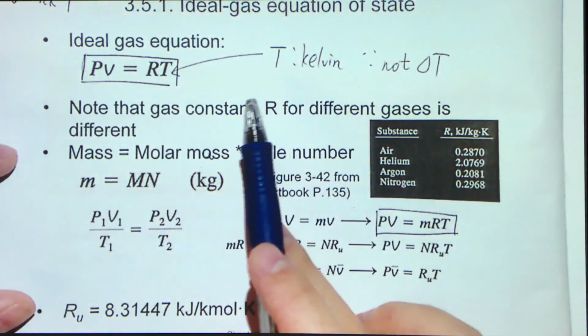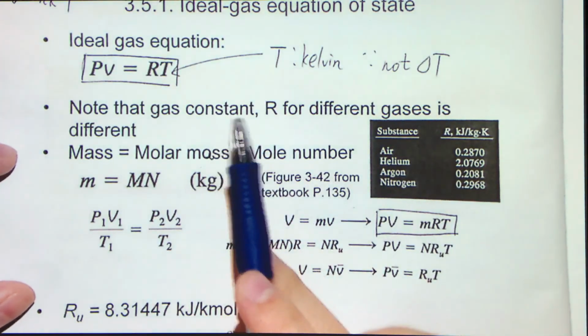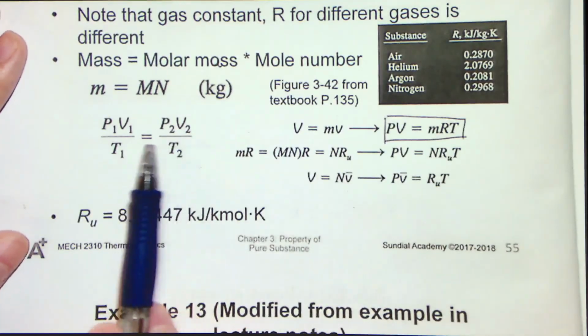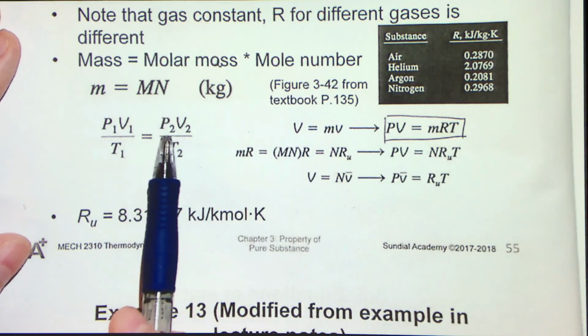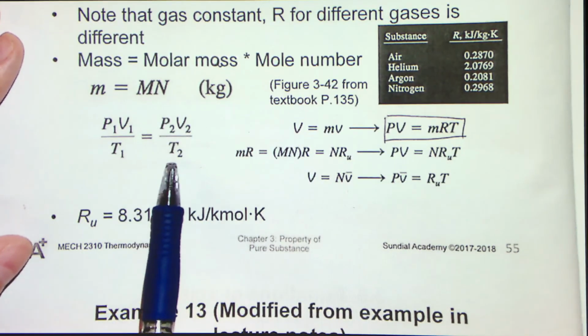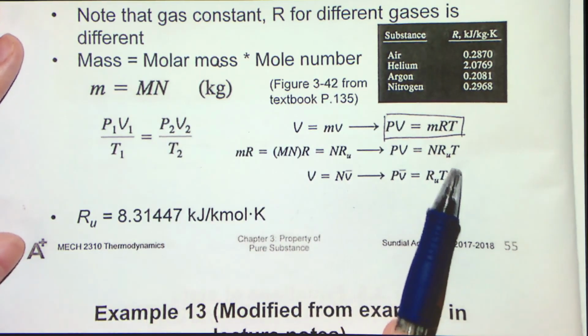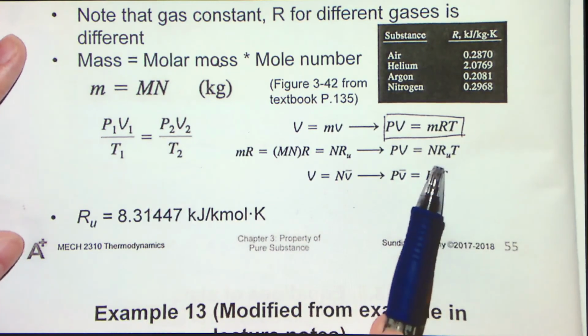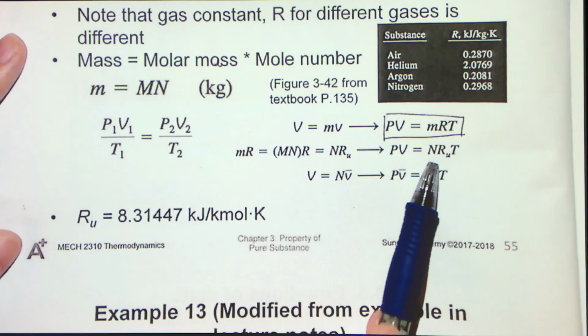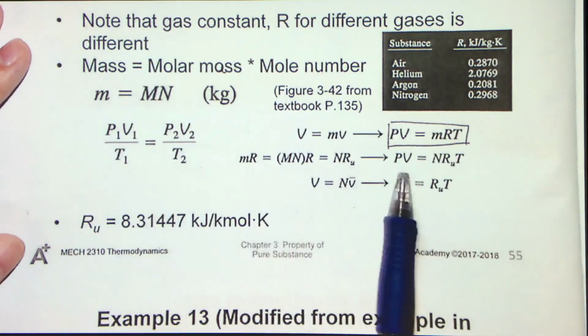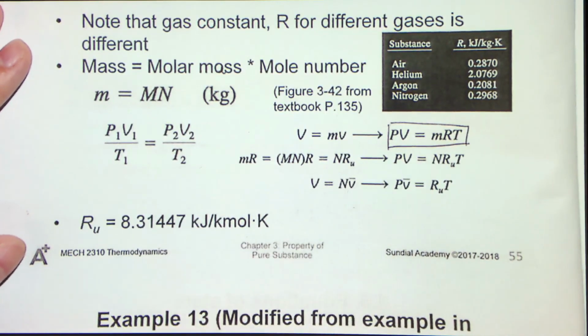Also from this ideal gas equation, we can write P1V1 over T1 equal to P2V2 over T2, because PV divided by T is just equal to the number of moles multiplied by the universal gas constant. For a closed system, we do not have any change of moles, so we just have PV over T equal to a constant. If we have two states, then we just label them number 1 and number 2. So let's see some examples.